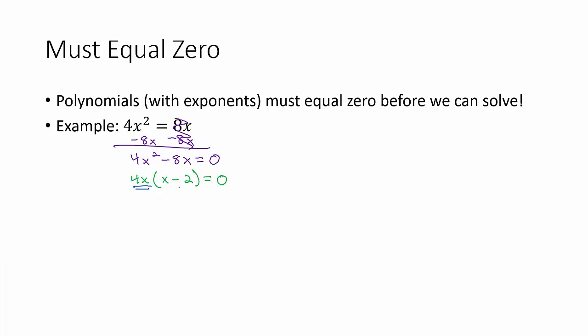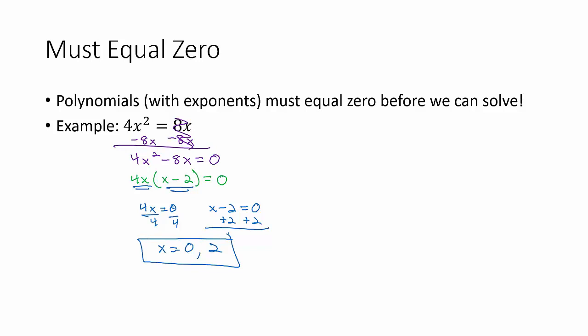And now we can set each factor equal to 0. 4x equals 0, and x minus 2 equals 0. Quickly solve by dividing the first equation by 4 to get x equals 0. Add 2 to the second equation to get x equals 2. Our two possible answers here are 0 and 2.